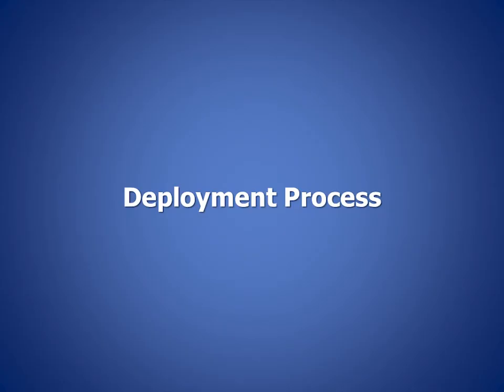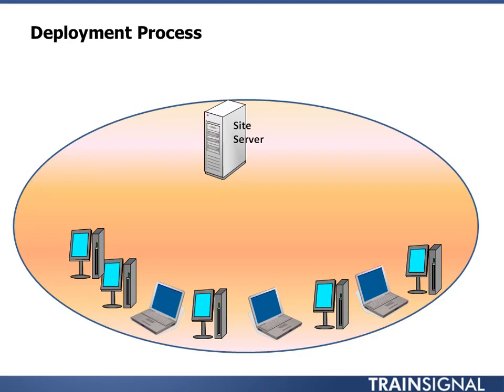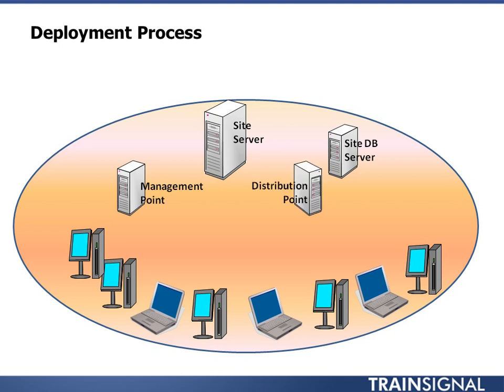The deployment process. First of all, we have something called a site server. That's the machine we installed Config Manager on. And then we have a bunch of clients down here. But there are some other site systems that you should be aware of. There is the server that's running our SQL database for Config Manager. That guy's called the Site Database Server. We also have management points and distribution points. These are the two, management and distribution, that talk to your clients.